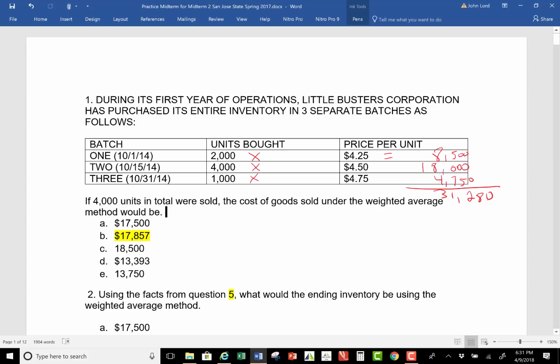31,250. Okay. All right, good. So 31,250, and then what do you want me to do with that number? Good. Divide it by the 7,000 units here, right? There's a total 7,000 units. And when I divide it, I get a weighted average cost per unit of, give me the big old number that's showing up in your calculator.